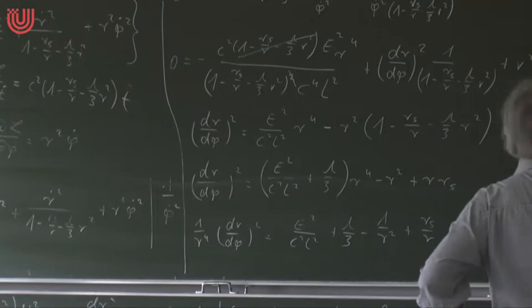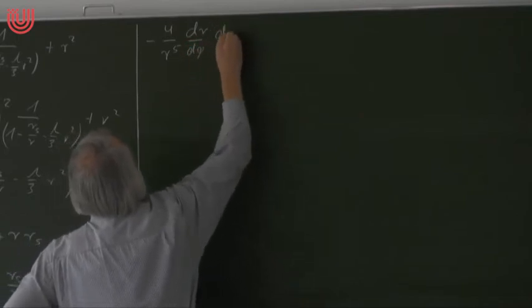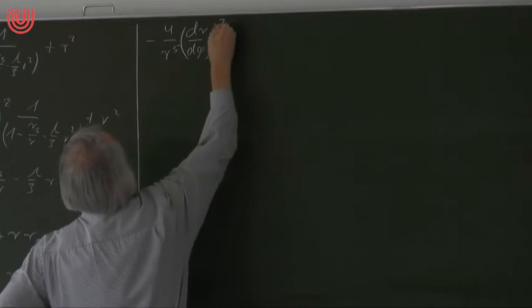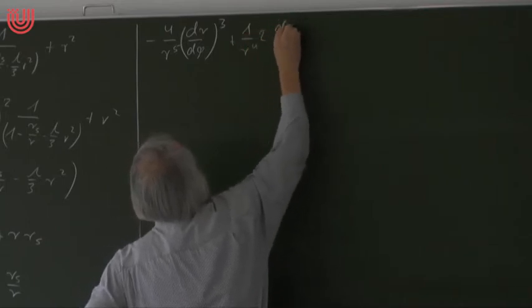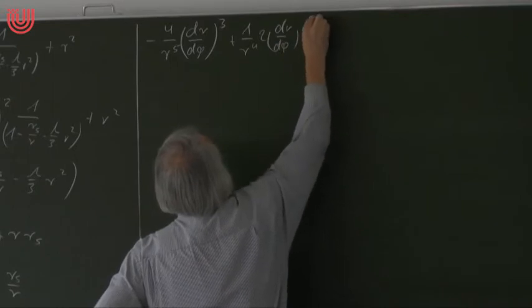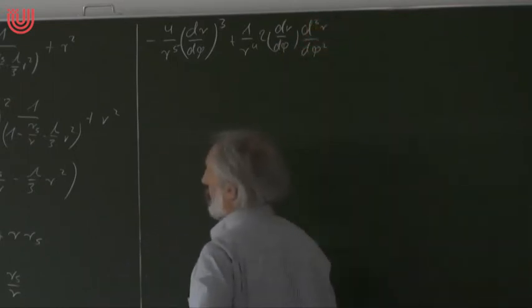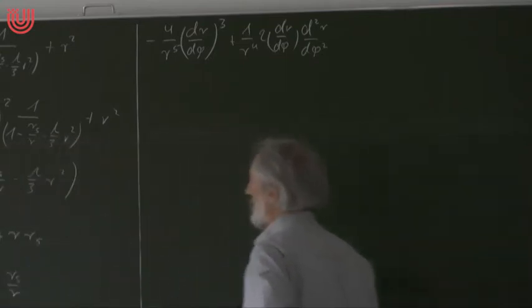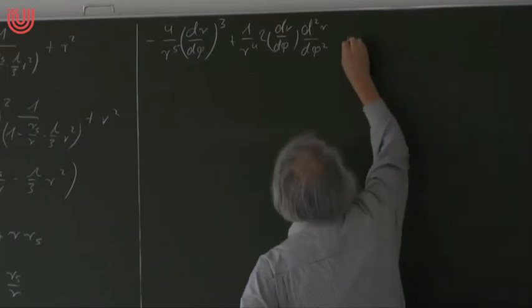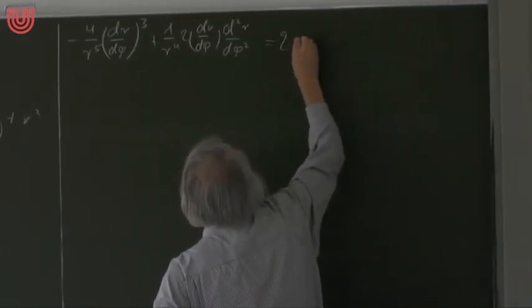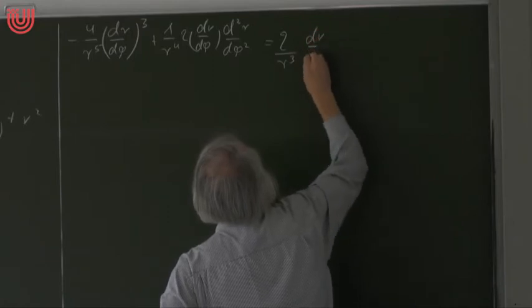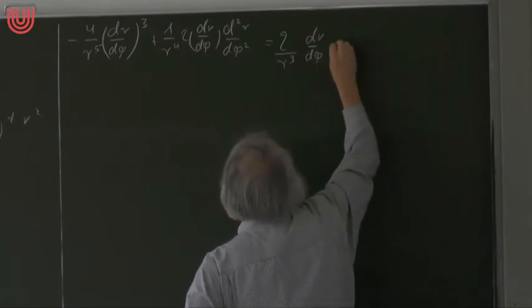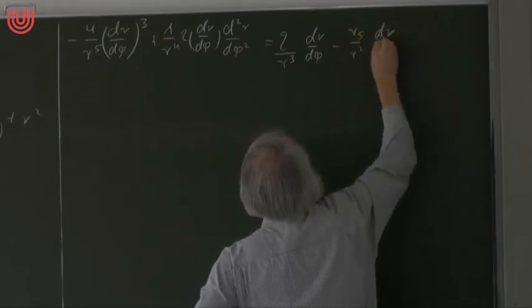So the derivative with respect to phi is minus 4 over r to the 5 dr by d phi, and another two terms, right? Then plus 1 over r to the 4, 2 times dr by d phi times the second derivative d2r by d phi squared. The constants drop out if I take the derivative, and then on the other side I get plus 2 over r cubed dr by d phi, minus rs over r squared dr by d phi.